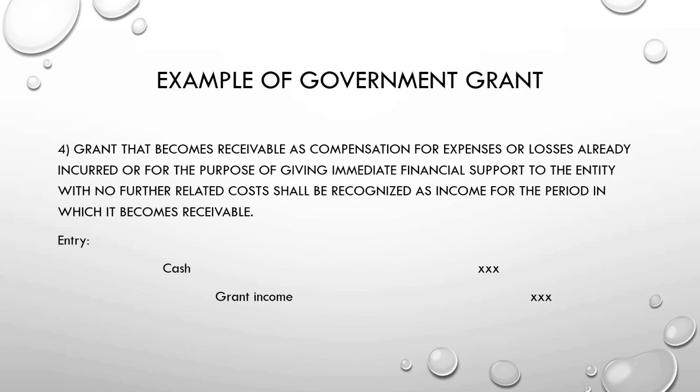So this problem is an after-the-fact event. For example, there's a natural calamity that happened. The grant will be given to reduce the expenses of the company. There is no more condition attached to the grant because the project or condition has already been fulfilled. In which case, we already recognize the grant income because the cost has already been incurred. So we debit cash for the amount of the grant and credit grant income.